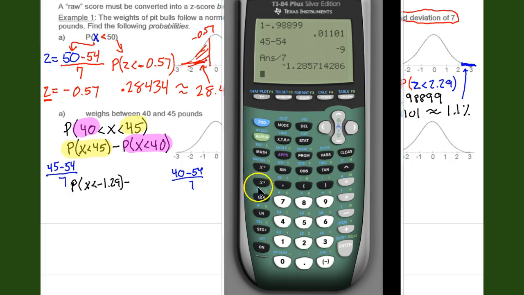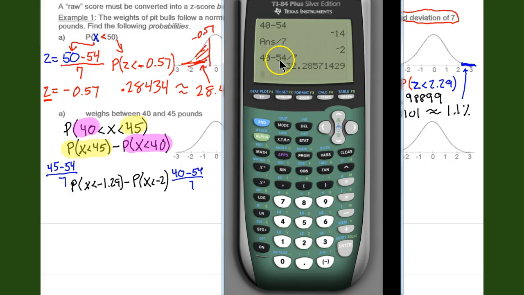Minus 40 minus 54 divided by 7. Negative 2. There you go. Now, do notice I'm doing 40 minus 54, hitting enter, and then dividing by 7. If you just do 40 minus 54, and then divide by 7, notice how you don't get the same answer.